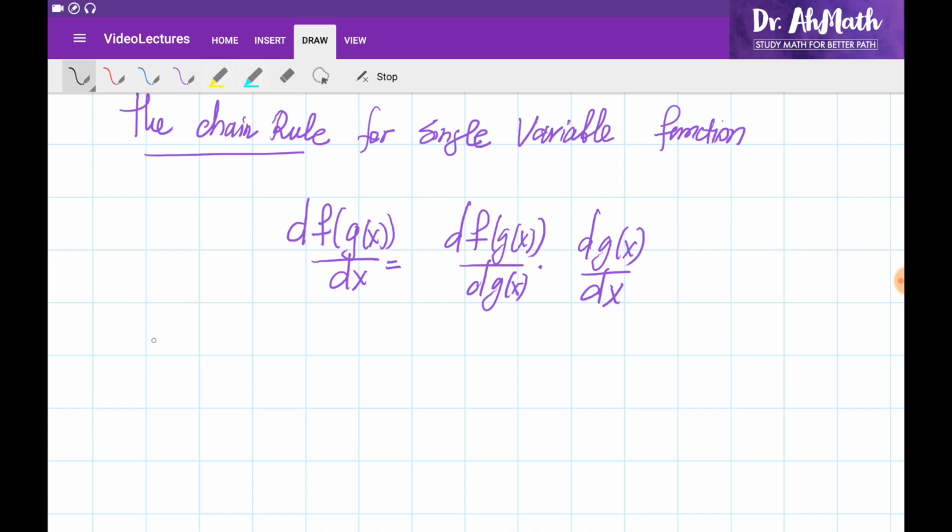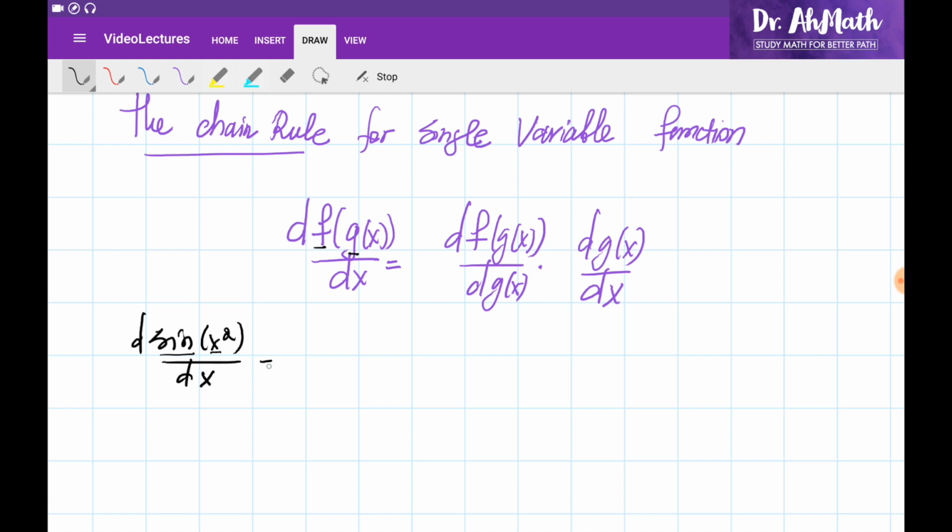For example, if we are given the function sine of x squared, and I need to find its derivative with respect to x, right? So this is one function, our function f is sine, and g is x squared, basically. So we're given a composite function.